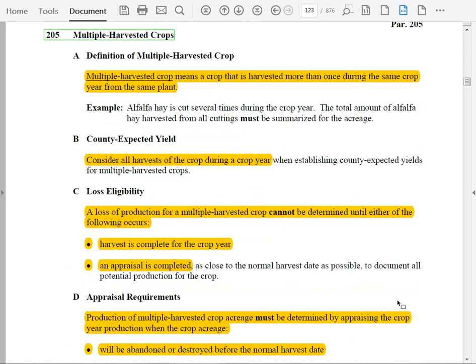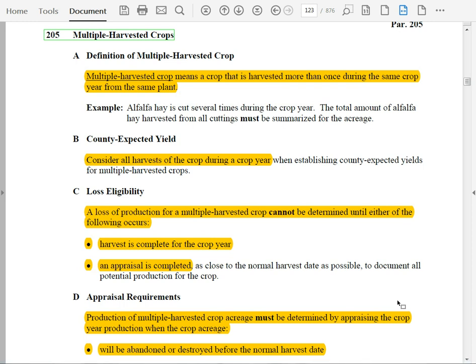Paragraph 205 talks about multiple harvested crops. By definition, a multiple harvested crop is one that is harvested more than one time in the same crop year from the same plant. The most common example of a multiple harvest crop is hay, though there are other crops which could be considered multiple harvest. With multiple harvest crops, the cumulative harvest is considered the total production for the crop.